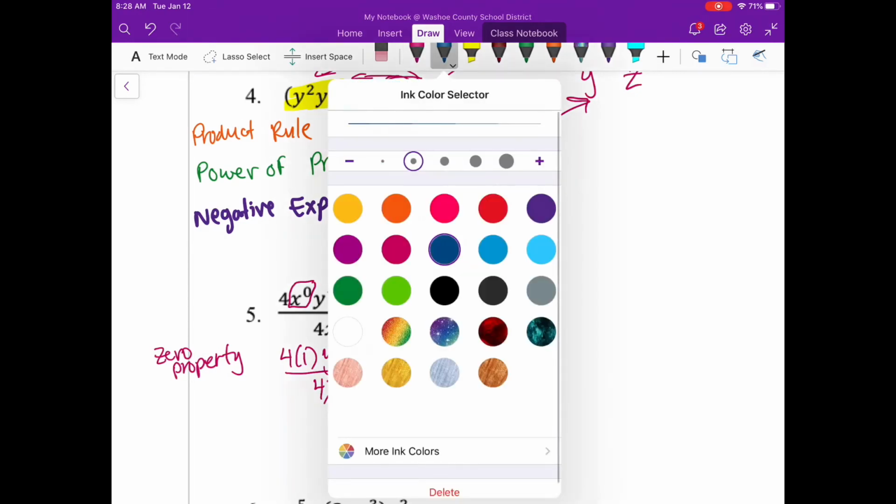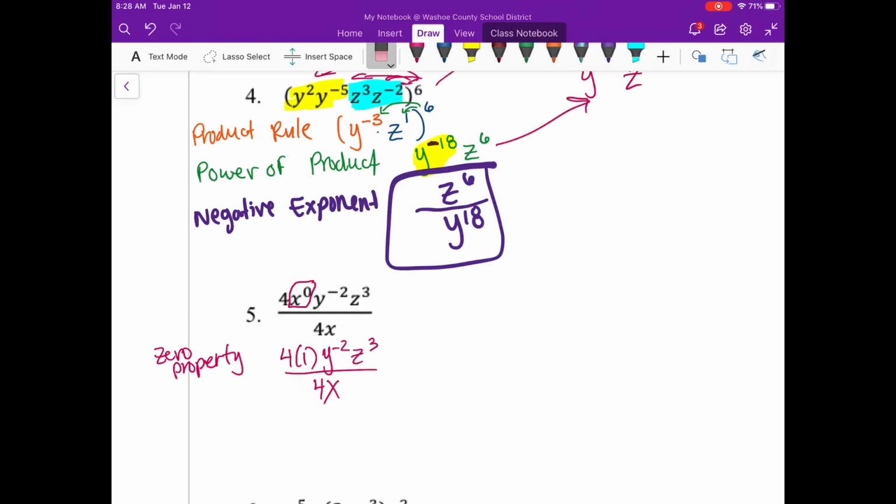So 4 times 1, I'm just going to replace that with the 4. So let me replace that with the 4 here. And then other than that, I'm going to see what else I can simplify. So in this case, I have a negative exponent, so I'm going to use the negative exponent rule, which means I just need to bring that to the bottom, okay? So in the numerator, I still have a 4, and I still have a z to the third. And in the denominator, I have a 4x and then y squared.